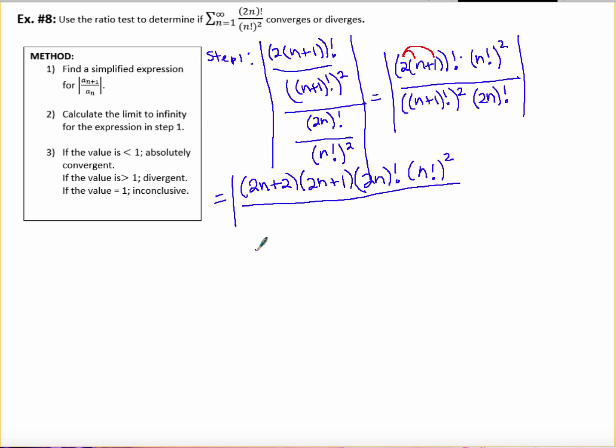Alrighty then, down in the denominator, I've got n plus 1 factorial squared. So that's like saying n plus 1 times, I'm going to expand that factorial a bit, so that'll be n factorial squared. And then we have 2n factorial. I thought I was going to write it twice, but then I saw that I had this here. So I'm going to go ahead and reduce my 2n factorials.